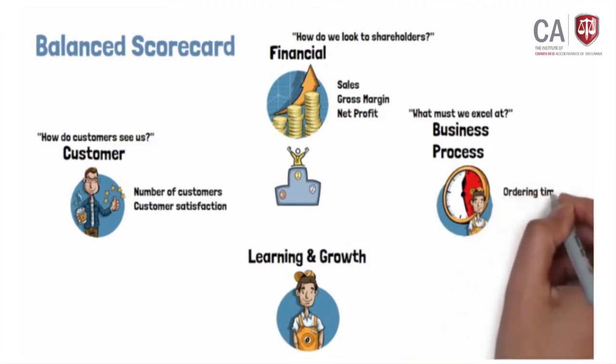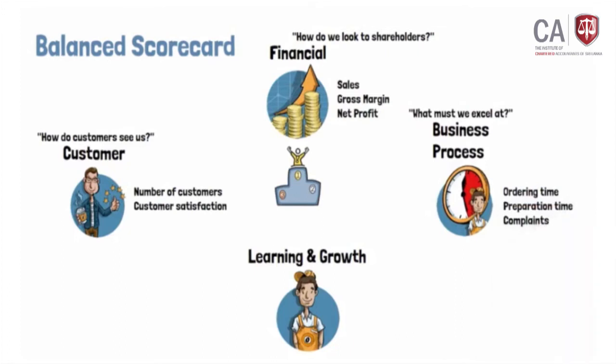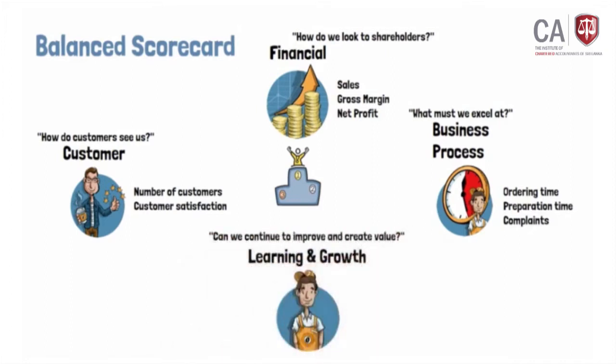Performance indicators here can include the time taken to process an order, time needed to prepare a coffee, and the number of complaints or quality incidents. Finally, a company needs to keep on learning and improving. The question, can we continue to improve and create value, is captured in the learning and growth perspective, with measures that can include the skills acquired by company employees or the development of new items on the menu. In the end, all measures are related to each other.